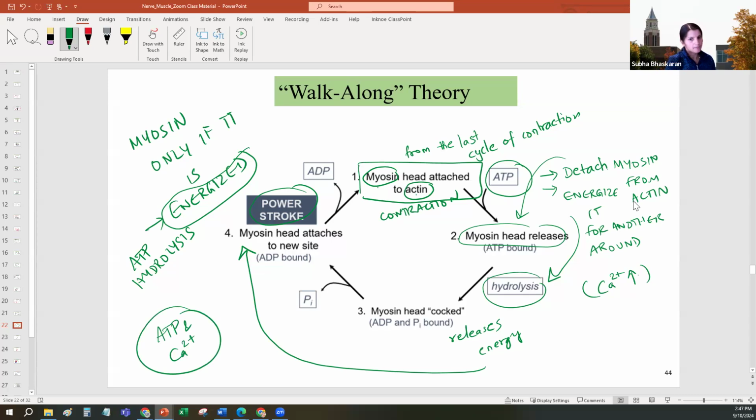I have posted the animation, but I'm going to play that animation real quick in the next class just so that we have some visualization. The animation helps visualize the mechanisms, so please go over it whenever you find time, okay?